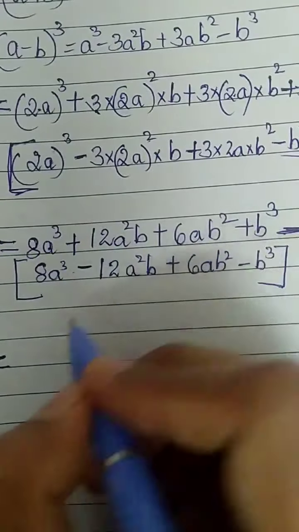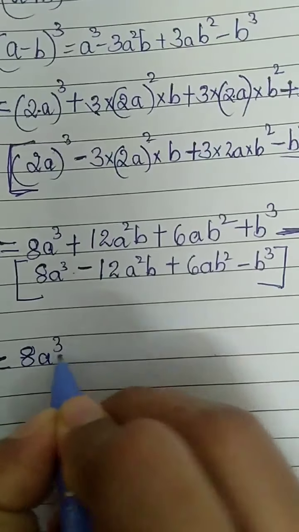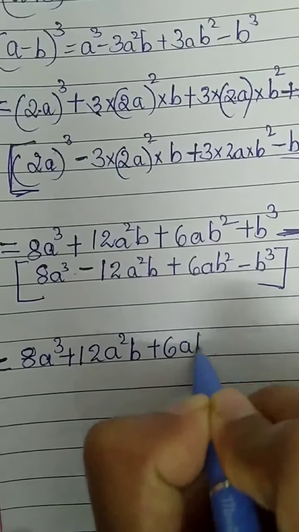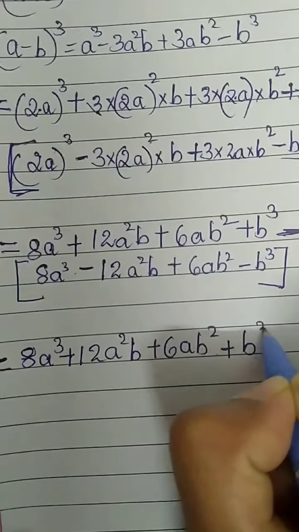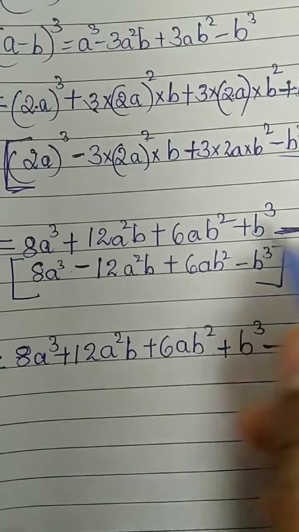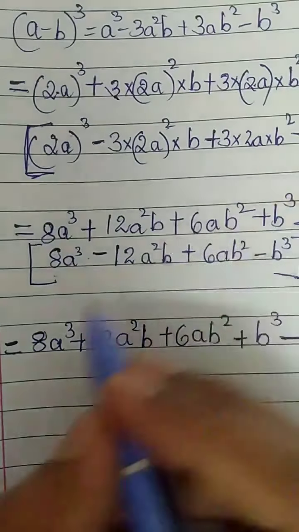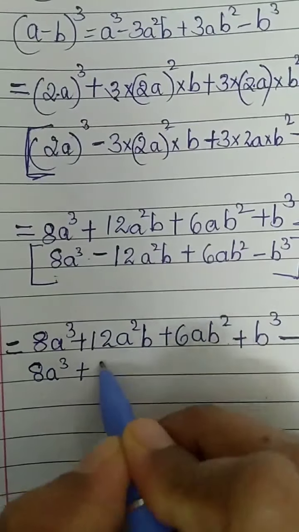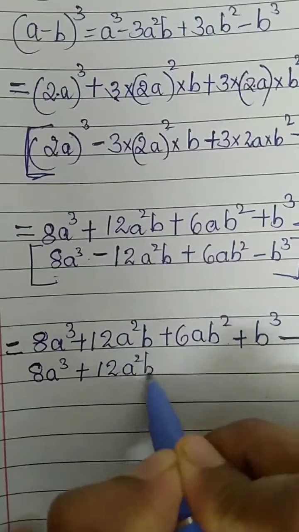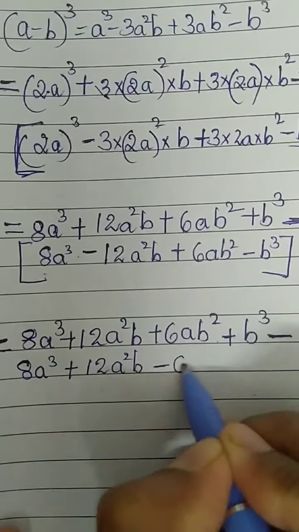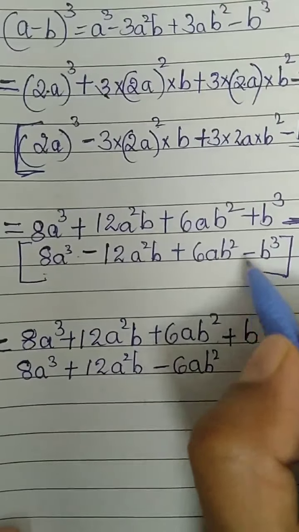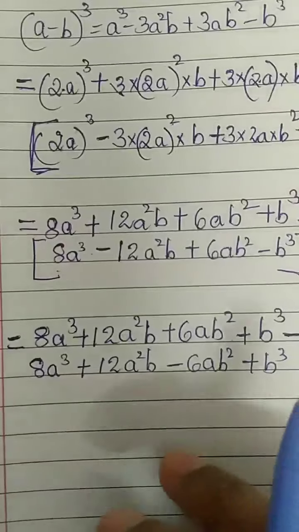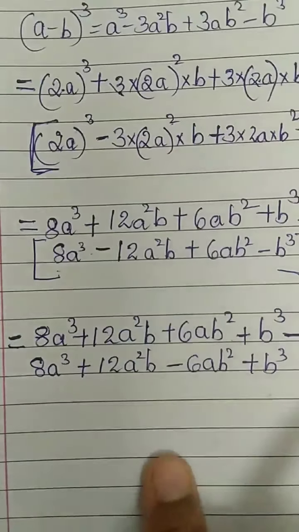Now the time has come to open the bracket. This full part you will copy as it is. 8a cube plus 12a square b plus 6ab square plus b cube minus, what will happen? All the signs will change. 8a cube, this will become plus 12a square b, this will become minus 6ab square, this will become plus b cube. Now we all know that if you have a minus a, it will be 0.